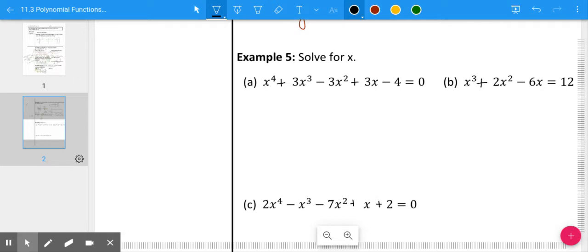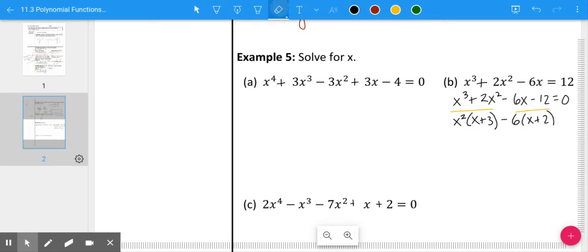Basically, if you are trying to solve, the first thing I like to do is factor. So on part B, I will be able to factor this. I'm going to subtract the 12 over so that I get something like this. And then what that lets me do is factor by grouping. I can group these two and these two. In the first group, I take out an x squared to get an x plus 3. In the second group, I take out a negative 6 to get an x plus 2.